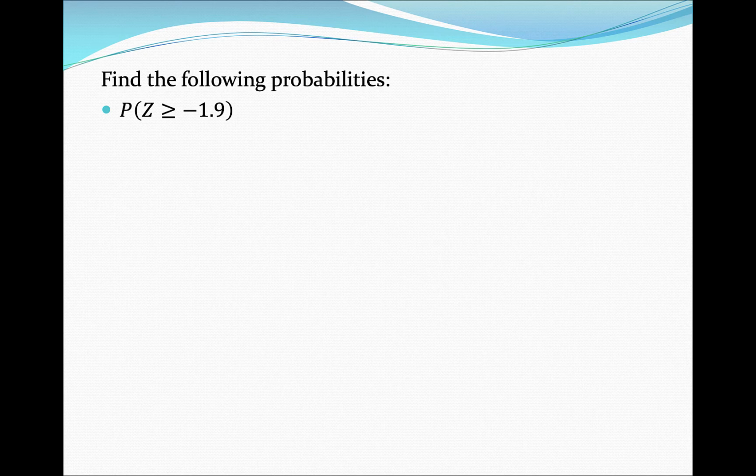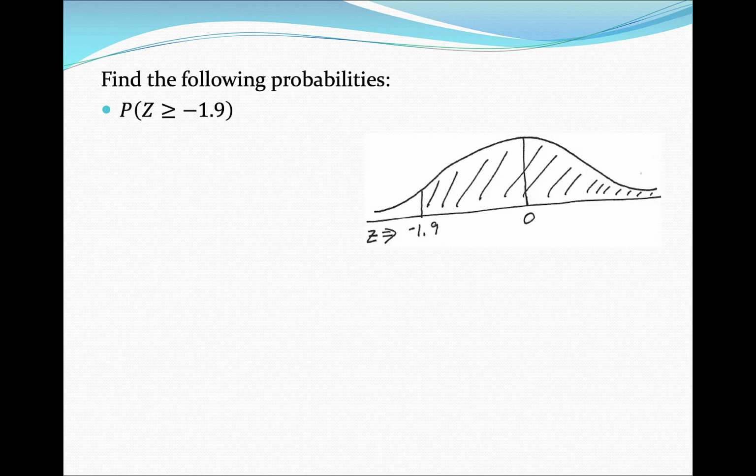So first things first, always draw your picture. So this is what my picture looks like. Again, draw your curve, put 0 in the middle. Negative 1.9 is somewhere over there to the left of 0. We identify that as z. And in this case, we want the area greater than or equal to, so we want the area to the right of that. So we shade in that area to the right.